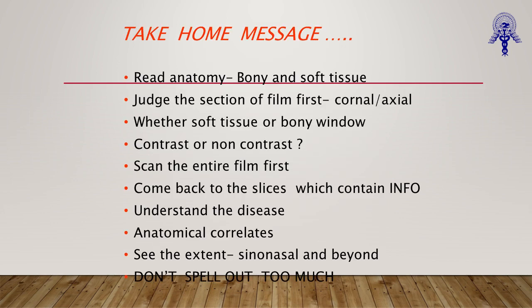So read the anatomy. Firstly, bony and soft tissue windows are necessary in all sections, and judge the sections of a film first, coronal and axial, as I said, and then you read soft tissue or bony window, contrast or non-contrast, because that will change a lot of things. And as I said, scan the entire film first and then come to a particular focus area. Come back to the slices which contain info and study details. Anatomical correlates: always, if there is a disease, correlate with some reference point, and that will give you a good idea about this.